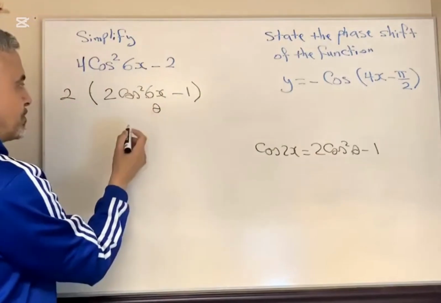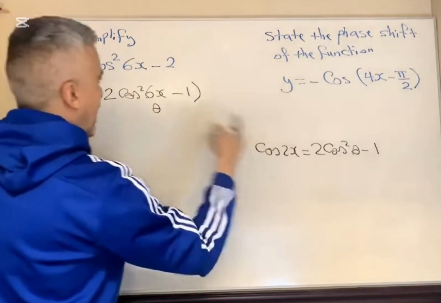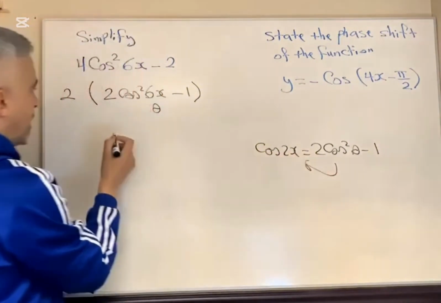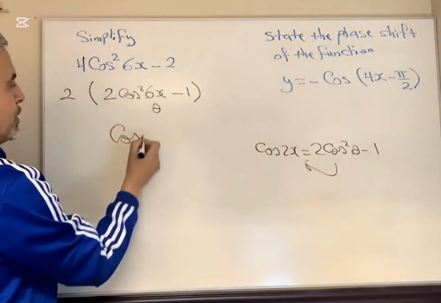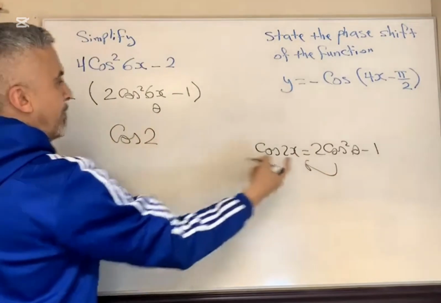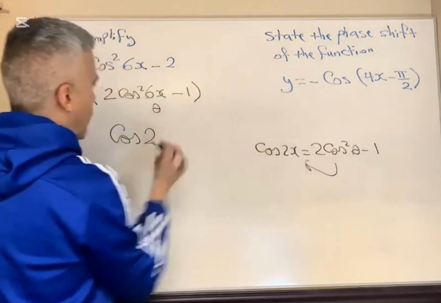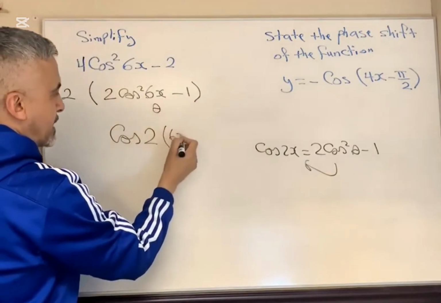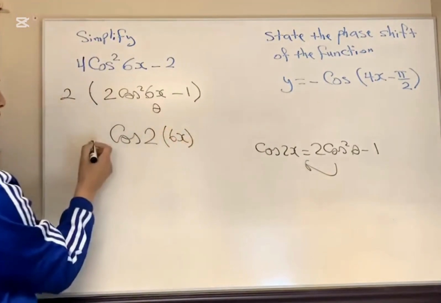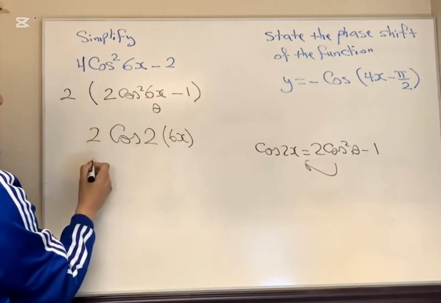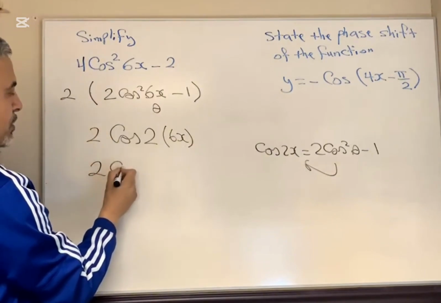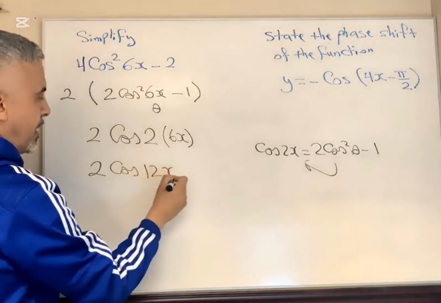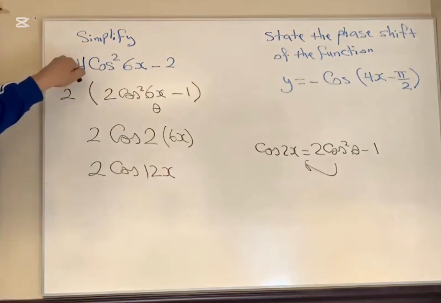Okay, so if you want to change this part to this, it becomes cos 2, all of this becomes cos 2 theta, but theta here is 6x. So instead of theta, you just write 6x. And don't forget that 2 that's there, and you write that in here. And therefore, this becomes 2 cos 2 times 6 is 12x. And that's the answer to this question.